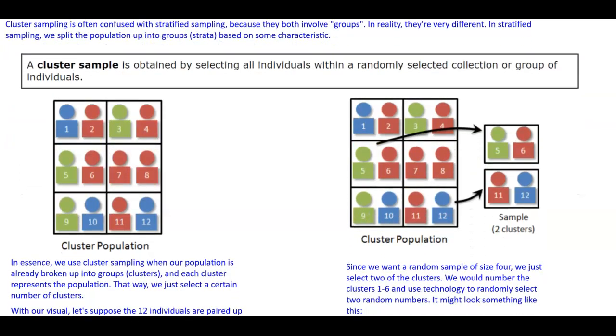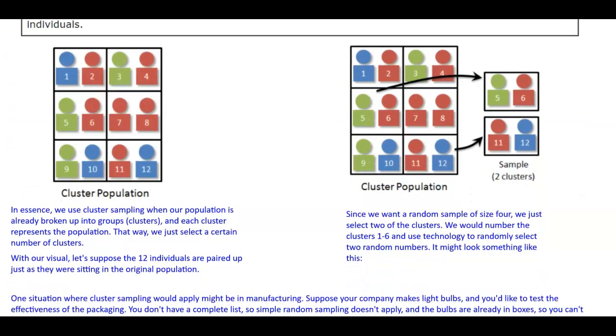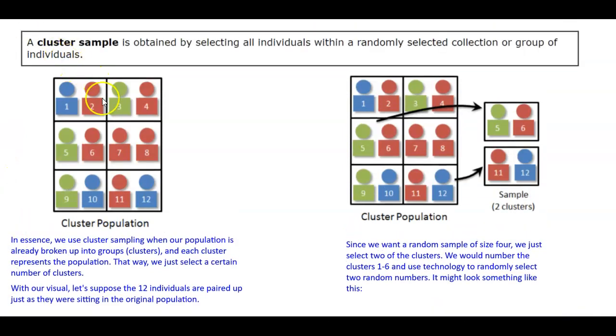So here is our cluster population. We have 1 through 12. Okay, so in essence, we use cluster sampling when our population is already broken up into groups, clusters, and each cluster represents the population. That way, we just select a certain number of clusters.